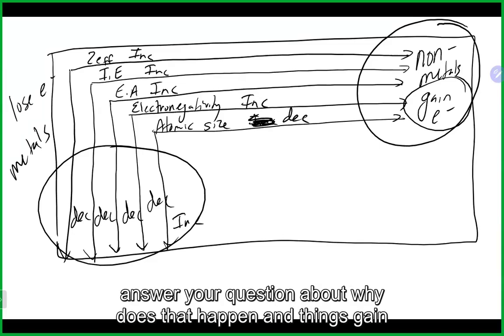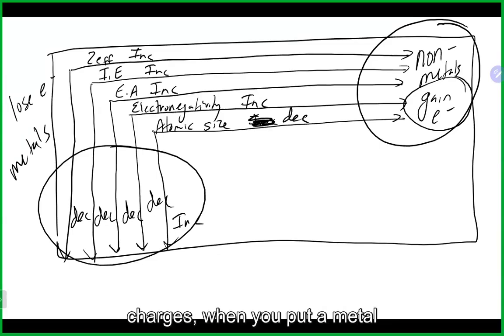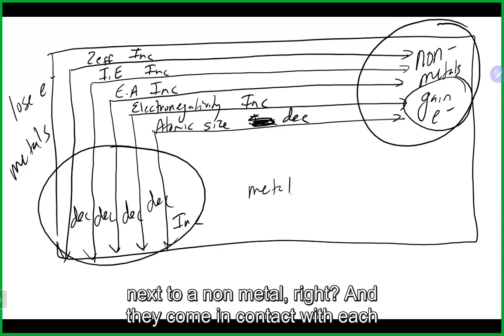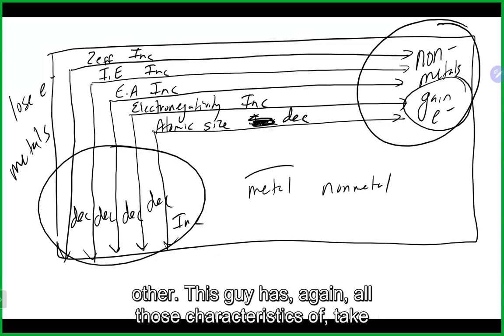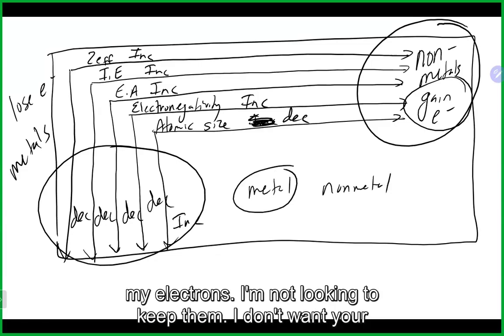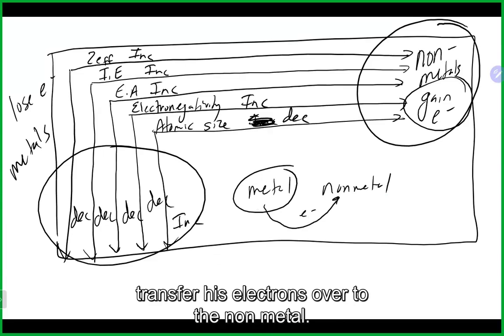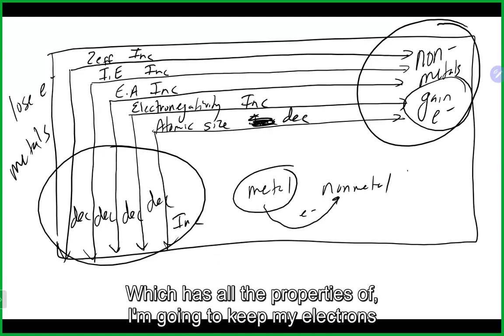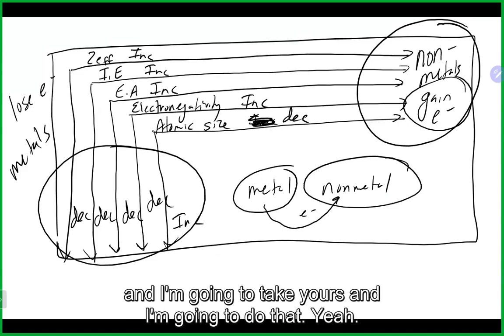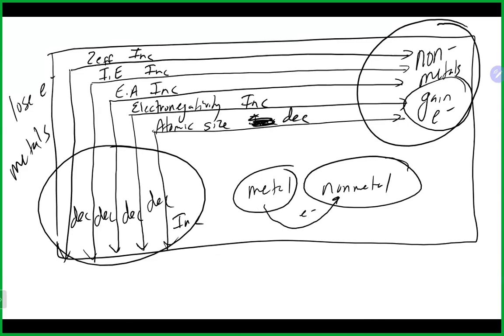To answer your question about why does that happen and things gain charges, when you put a metal next to a non-metal, right, and they come in contact with each other, this guy has, again, all those characteristics of take my electrons. I'm not looking to keep them. I don't want your electrons either. And he's going to be more than happy to transfer his electrons over to the non-metal, which has all of the properties of I'm going to keep my electrons and I'm going to take yours. And I'm going to do that.